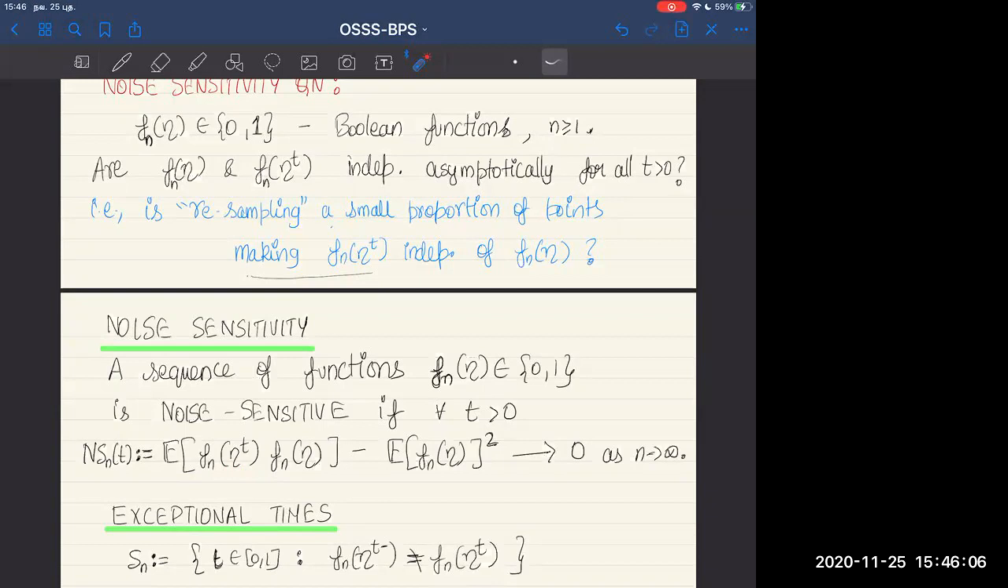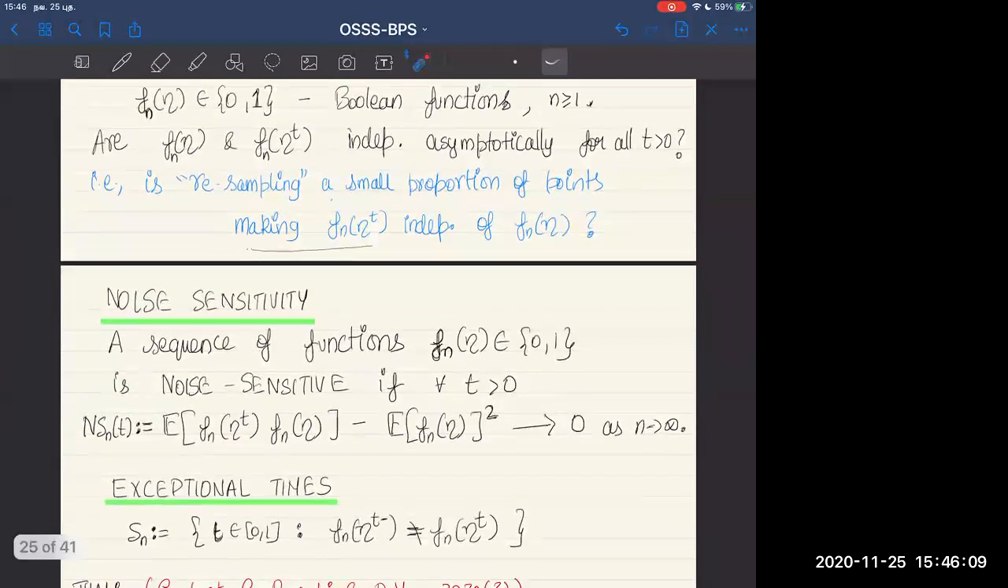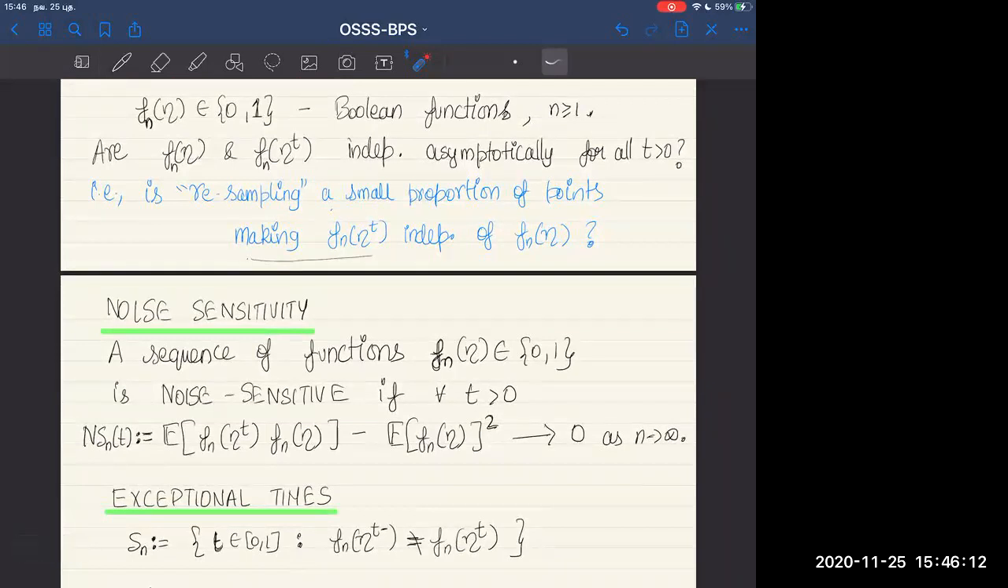The next question, which asks slightly more, is this: as your birth-death Markov process evolves, your function keeps flipping. How frequently does your function flip? I look at the set of times where this happens. This is called the set of exceptional times, S_n. Because of stationarity, it's good enough to look in some fixed compact interval; everywhere else it is the same. So it's not a problem, and I just restrict it to [0,1] for convenience.